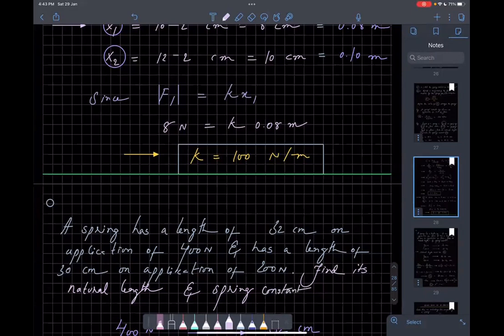No. See, when you apply 400 Newton, its length was 32 centimeter. And when you apply 200 Newton, its length was 30 centimeter. So you can just look and guess. See, it is 28 centimeter. How did you get it? See, for 400, whatever the extension is, for 200 it should be half of it.